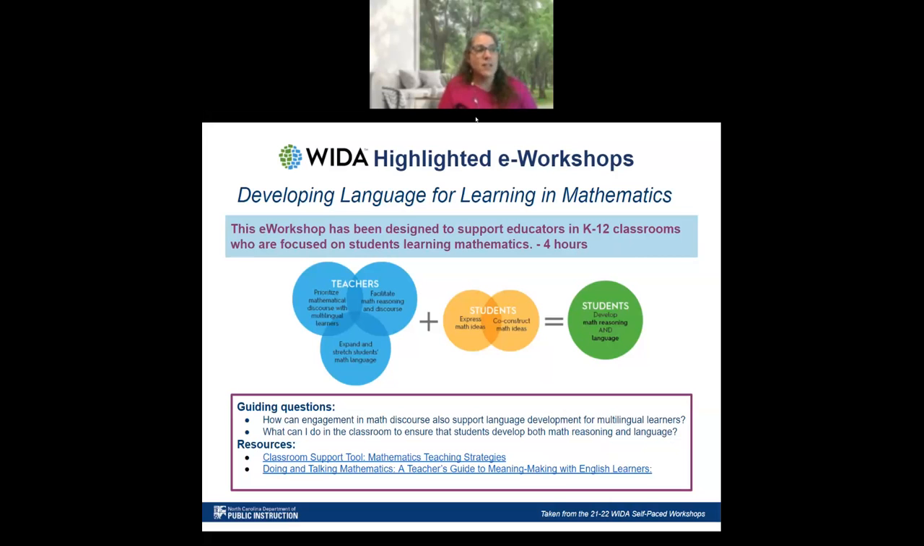So you can see that the course has some guiding questions. How can engagement in math discourse also support the language development of our multilingual learners? And again, I say, how does that help with all of our students? And then what can we actually do in the classroom to make sure we're developing simultaneously the content and the language, the math reasoning and the language?